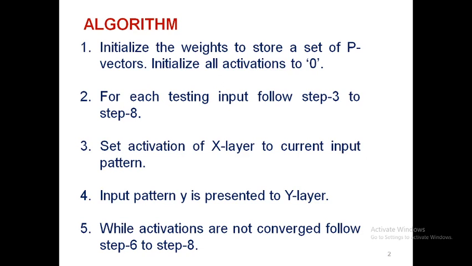So, if you see the algorithm, in the first step, we need to initialize the weights to store a set of p vectors. P vectors is nothing but input vectors. Initialize all activations to 0. So initially all the activations, if it is binary activation, means we have 1 and 0, right? If it is bipolar, it means 1 and minus 1. So all those activations need to be 0 at the initial stage, and we need to initialize the weights to store a set of p vectors. Initially we'll assign some weights.